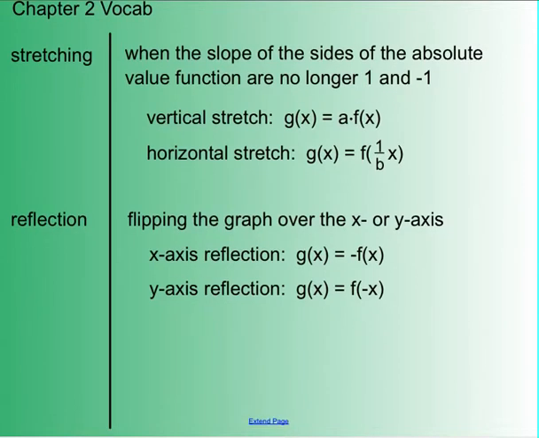A reflection, so when we flip the graph over the x or y axis, if it is an x-axis reflection, what I want you to think about is where those points land. So I'm going to make this really basic. Let's say we have a point here, and we want to flip it over the x-axis. The x value stays the same, the y value becomes negative or opposite. So that's why the negative sign goes outside the absolute value. And then a y-axis reflection, the x value becomes opposite. So we make the x inside the absolute value negative.